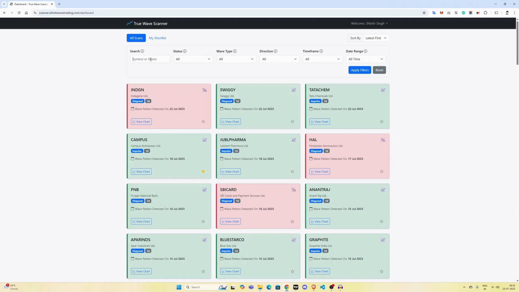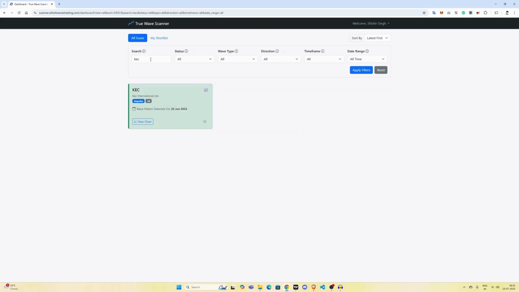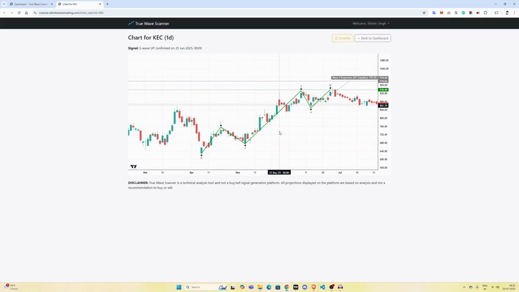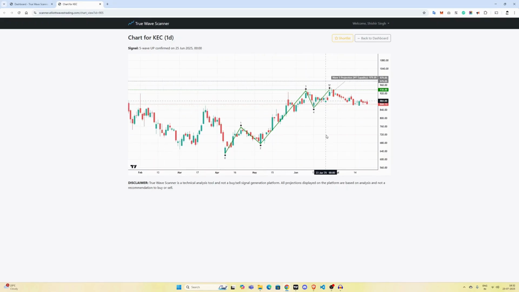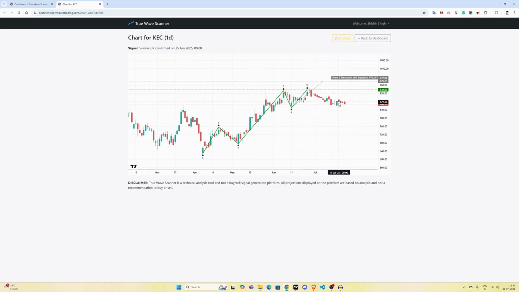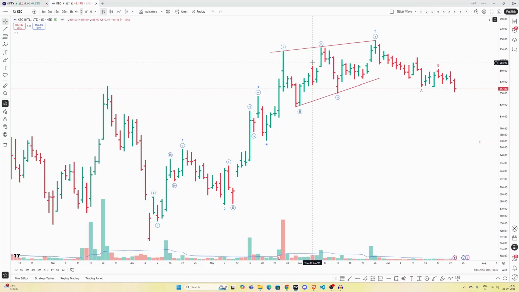For this week, my pick from all these setups is KEC. And if you look at this chart, this setup, I liked. It was a clean impulse, and the structure is very clean, and it has already started doing the retracement as well. So that caught my eye, and I opened this chart in my TradingView for a more thorough look. And here is the chart.